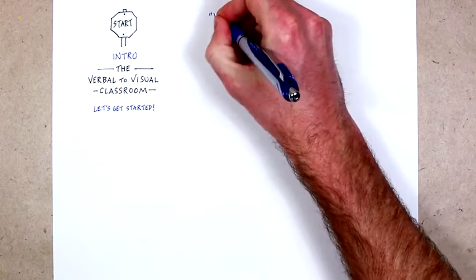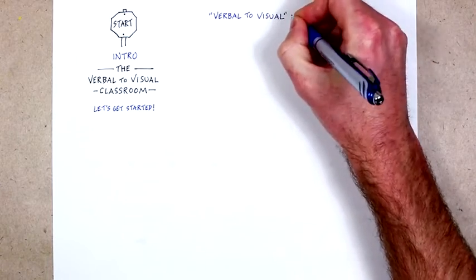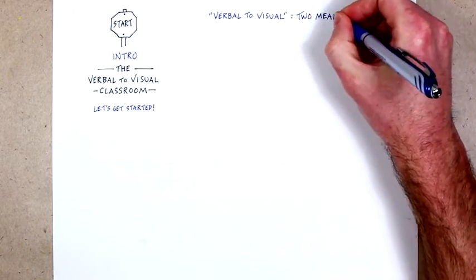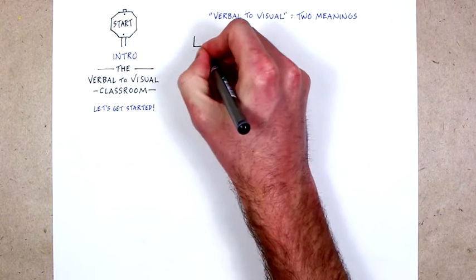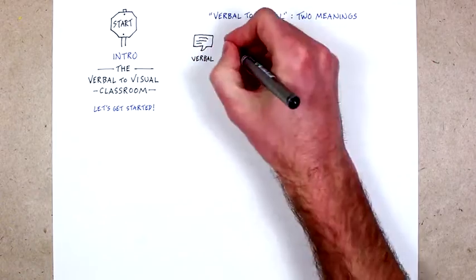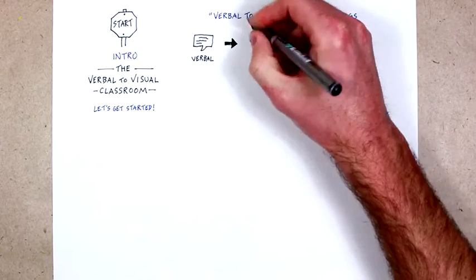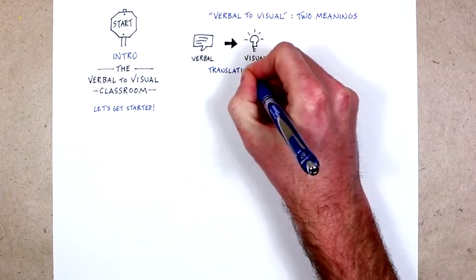But before we get into the overview of the course, I want to talk to you about the name of this thing. I want to share the 2 meanings of verbal to visual. The first meaning is probably what comes to mind for you. It refers to taking a verbal idea that is expressed only in words and then giving that idea some sort of visual form. So that process describes a translation from verbal to visual.